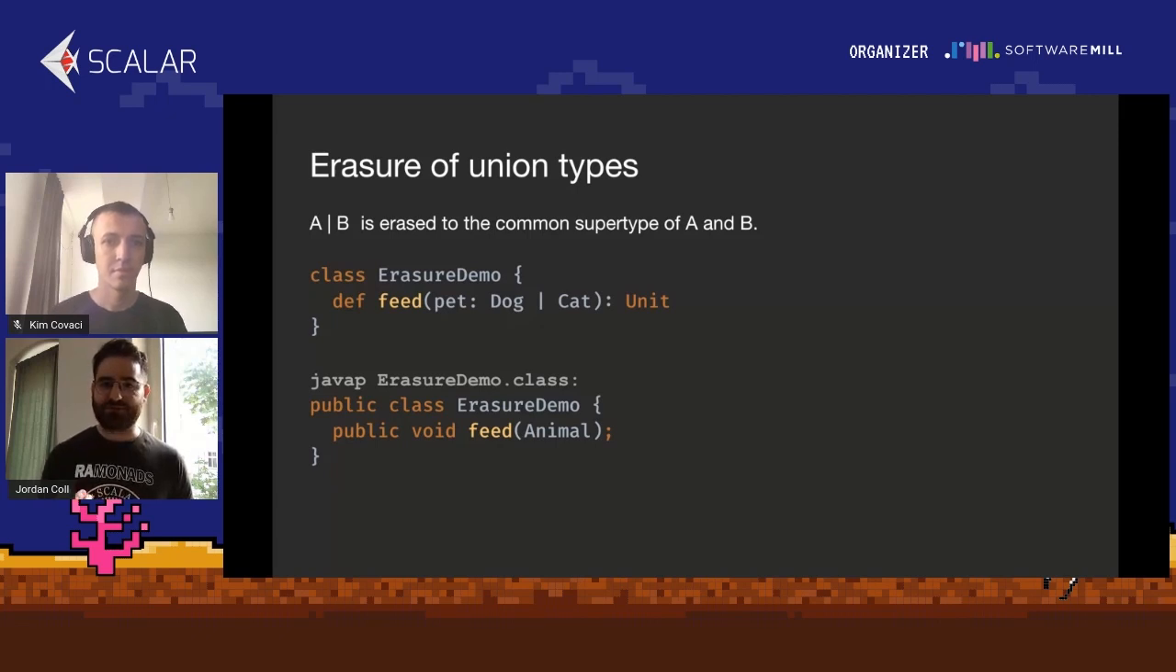Union types are also subject to erasure. So during compilation, they get replaced with their common supertype. In this example, Dog | Cat will be replaced with Animal, assuming dogs and cats are animals. This means that union types have no impact on runtime performance, since no new classes need to be loaded.